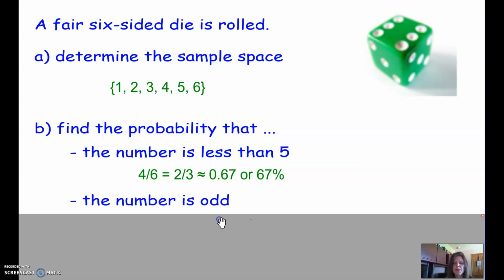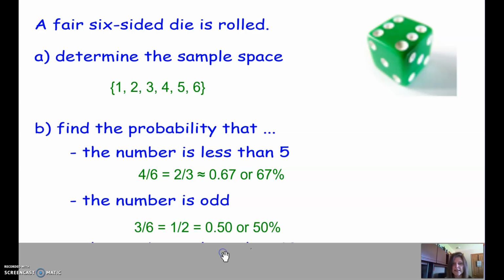Here's another one. The number is odd. So if that first example made sense, see if you can pause and calculate the probability that the number is odd. All right, how'd you do? In this case, we have a 1, a 3, and a 5 that are the odd numbers out of the 6. So that's 3 out of 6 or 1/2 or 0.5 or 50%.